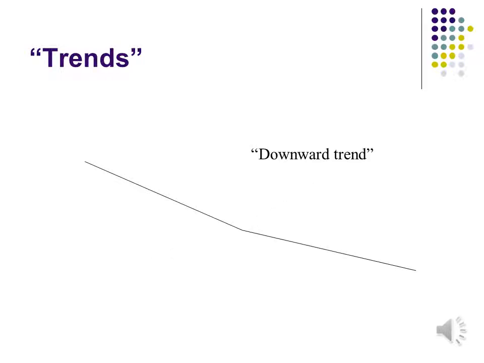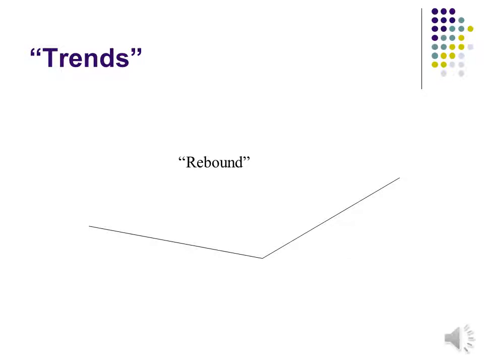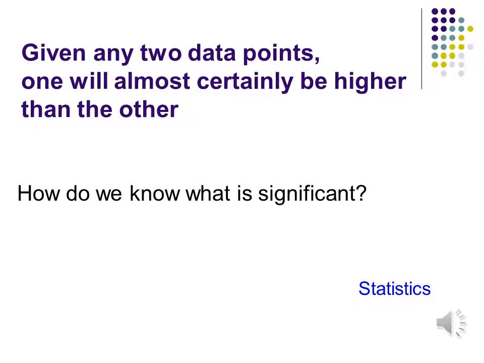This is a downward trend. This is a downturn. This implies, mind you, that something really significantly has happened here. Also might be called a setback. A rebound. A turnaround. Given any 2 data points, one will almost certainly be higher than the other. So how do we know what's significant when we see data like this? Well, we use statistics.